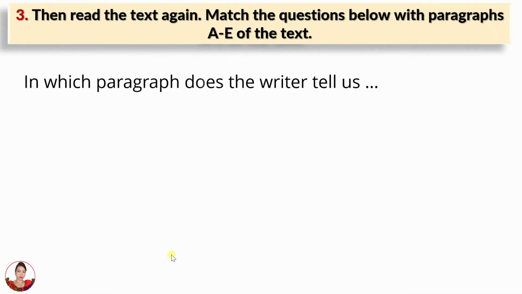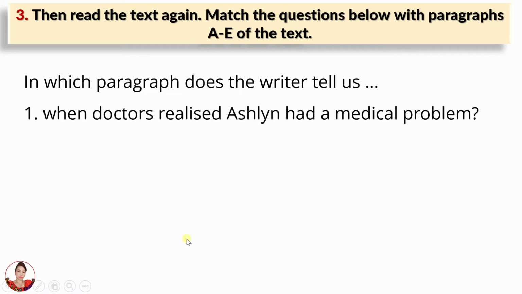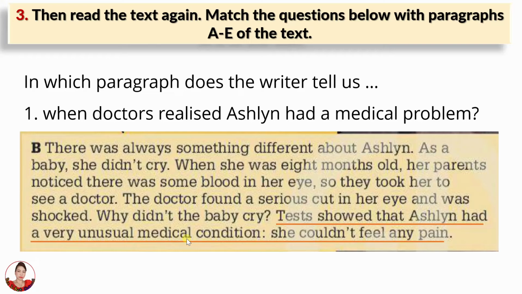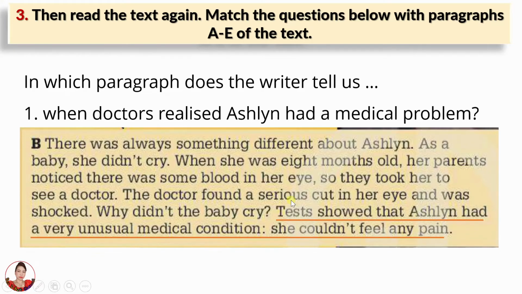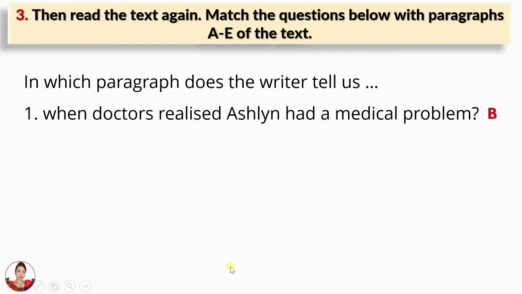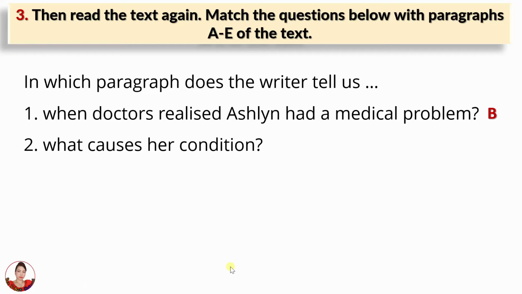Now we try to go together. In which paragraph does the writer tell us when doctors realized Ashlyn had a medical problem? Now look at paragraph B. Tests showed that Ashlyn had a very unusual medical condition. She couldn't feel any pain. So number 1, B.